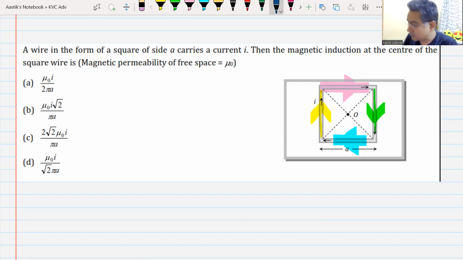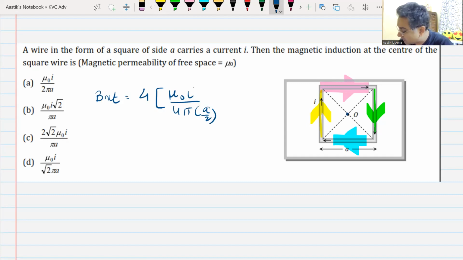Yes, sir. How do you get the net field, B net? 4 times. You just find the field due to one wire. Field due to one wire is mu naught I by 4 pi. What is the distance of the wire from the center? A by 2, sir. A by 2. And if I join their ends, the angle would be 45 and 45, yes or no? Yes, sir. 2 times sine of 45, so 2 into 1 by root 2. Everyone understands this? Yes, sir.